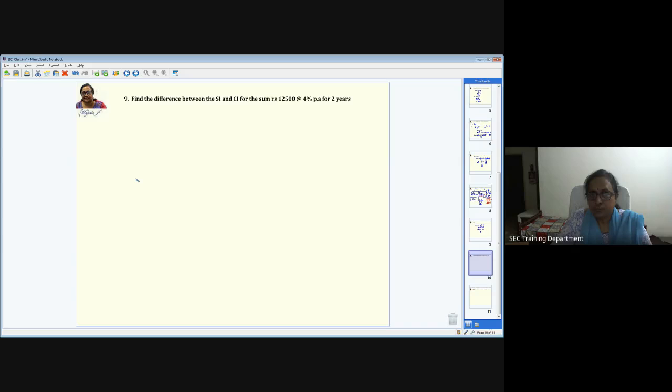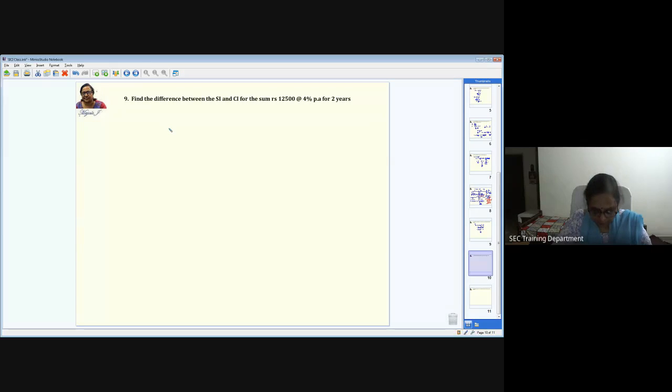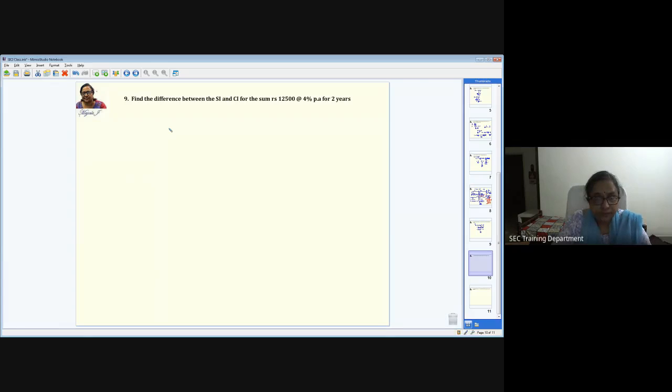Find the difference between the simple interest and compound interest for the sum of rupees 12,500 at 4% per annum for 2 years. So how do you do this? Right. You remember what you had done yesterday? Can you try this?